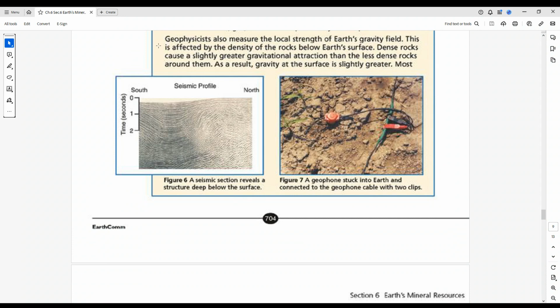Geophysicists also measure the local strength of Earth's gravity field. This is affected by the density of the rocks below Earth's surface. Dense rocks cause a slightly greater gravitational attraction than the less dense rocks around them. As a result, gravity at the surface is slightly greater.